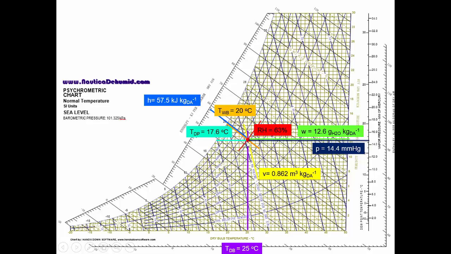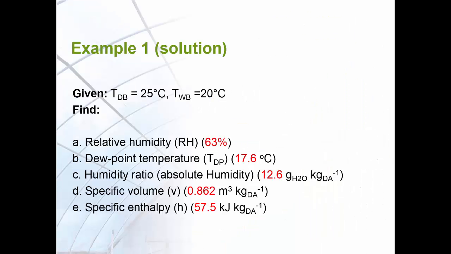As you can see, we only need to know two thermodynamic properties of moist air to be able to determine all other properties of the moist air mixture using the psychrometric chart. So this slide summarizes the values that we found for all other thermodynamic properties of the air at the given thermodynamic state by the dry bulb temperature and wet bulb temperature. Our findings are presented by the values shown in red here.